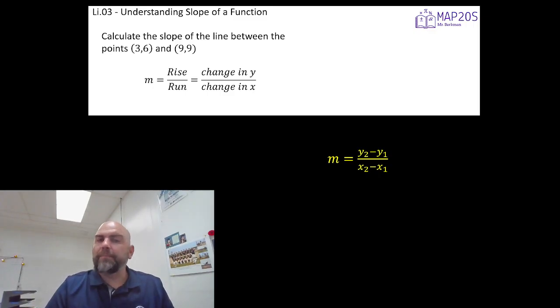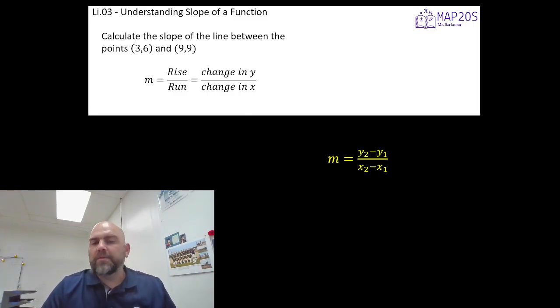y2 minus y1 represents the change in y. So how much is the y value changing from point 1 to point 2 or point 2 to point 1? And then the x2 minus x1, the bottom part, represents the change in x. So how much is the x changing between these 2 points on a line? Now, this one could be very helpful if the points are really far away and it's hard to graph, or if maybe we have decimals involved when we're trying to solve. Hopefully we don't have too many decimals, but it could in fact happen.